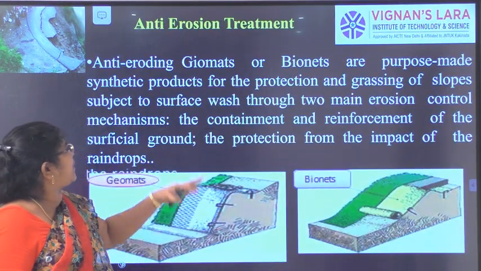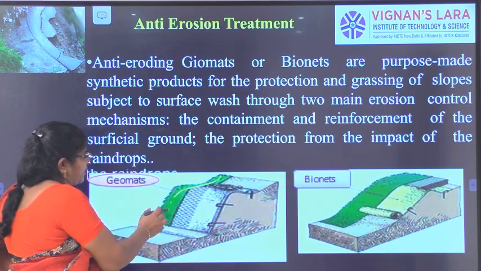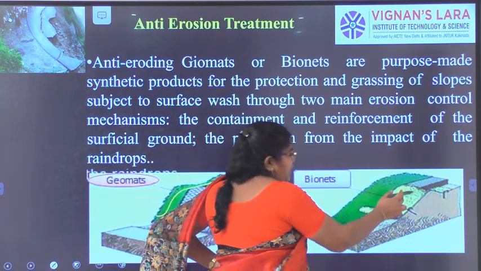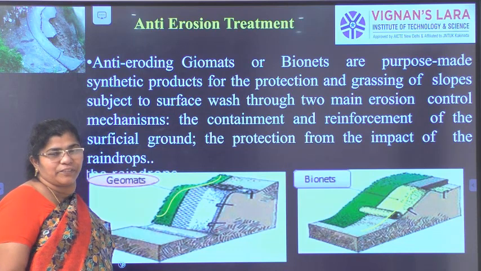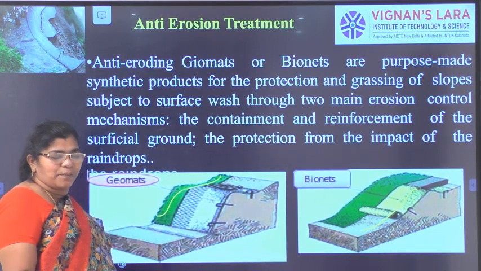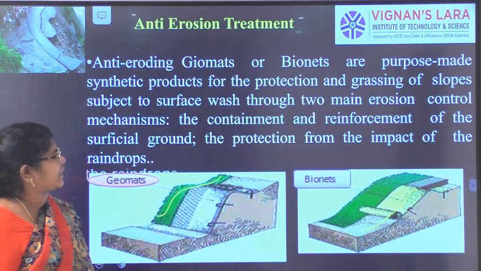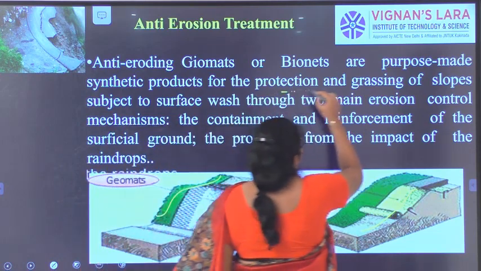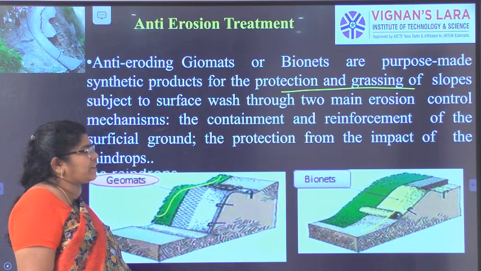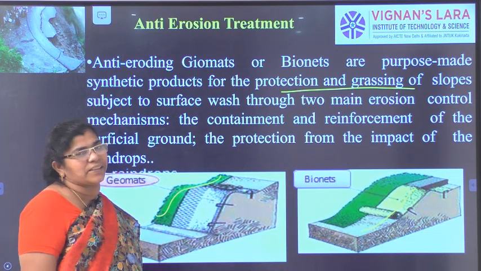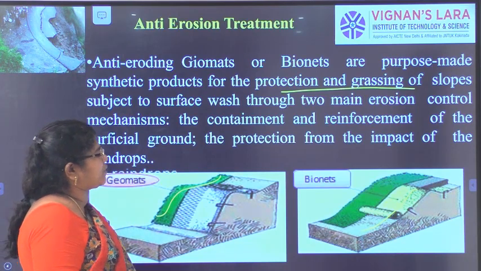The next one is a net. As I told you, anti-erosion treatment: we will have geonets or bionets. Geonets are nothing but the provision against deforestation, that is afforestation, providing more grasses, trees and others. That is the grassing of slopes, protection and grassing of the slopes subjected to surface water. This we call geomass, and that we call biomass. Biomass is mainly the biological layer. Both prevent slope failure.